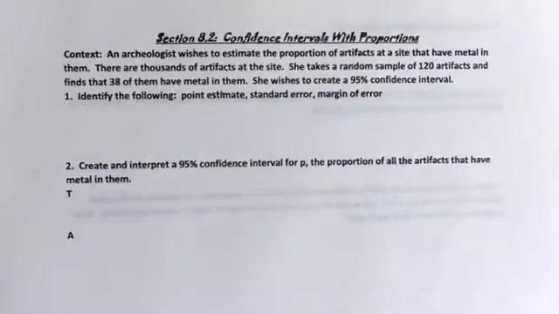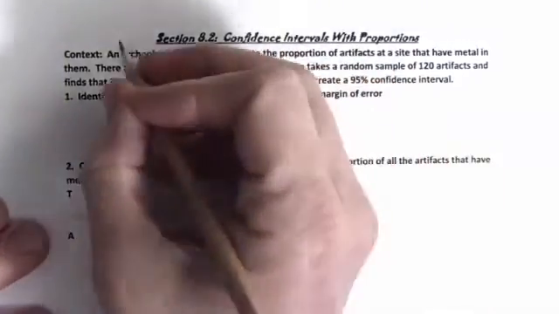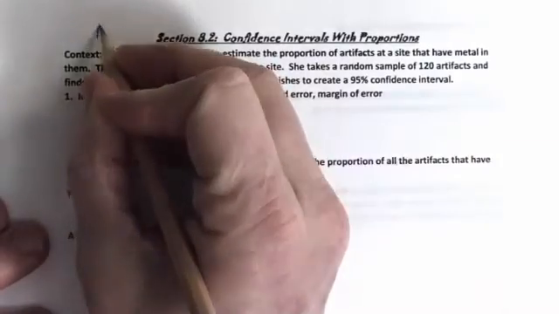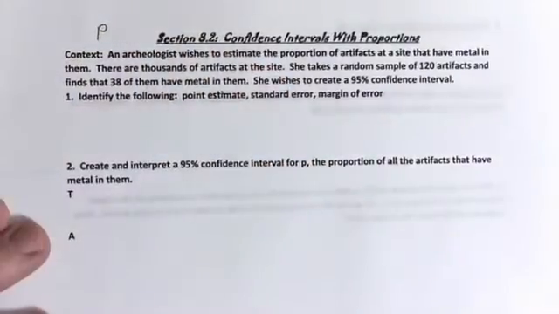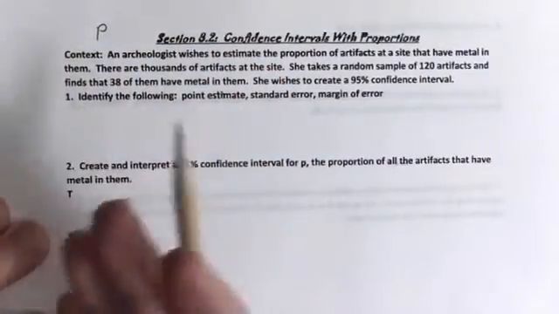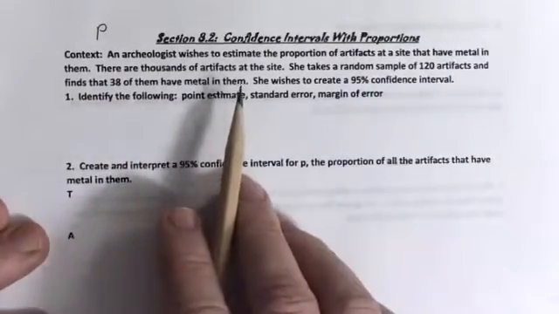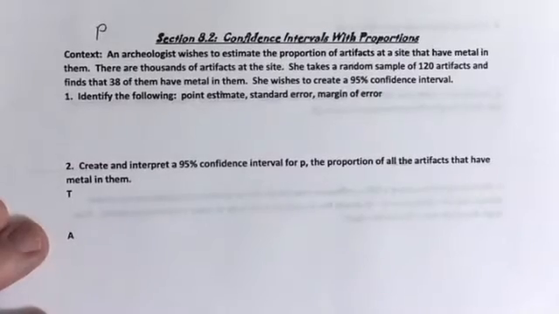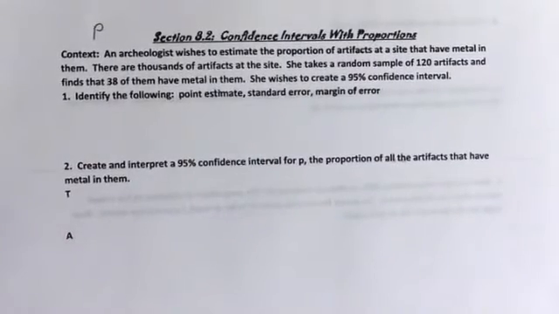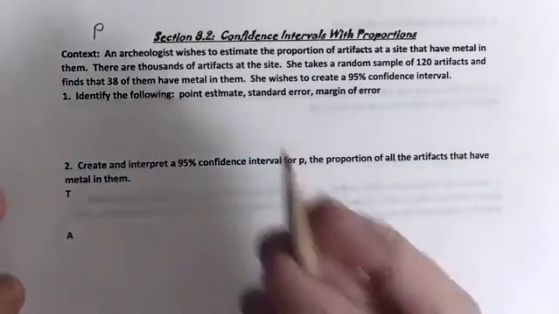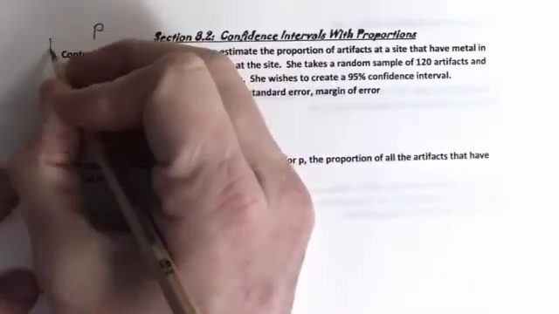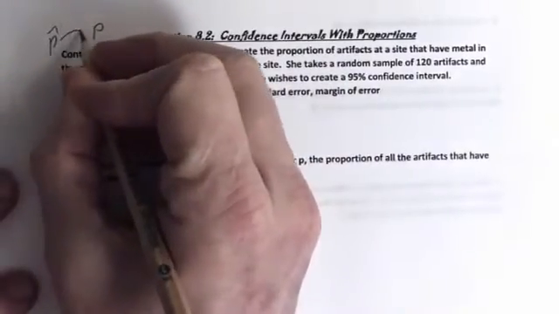So what we have going on here, like we talked about last chapter, is we have a parameter, a P, that we want to estimate, a proportion. In this case, we don't know what P is. P is the proportion of all the artifacts at the site that have metal in them. In the last chapter, they would tell us that, and we established the theory that we're going to use in this chapter. But we are going to estimate that with a p hat, with a sample proportion.